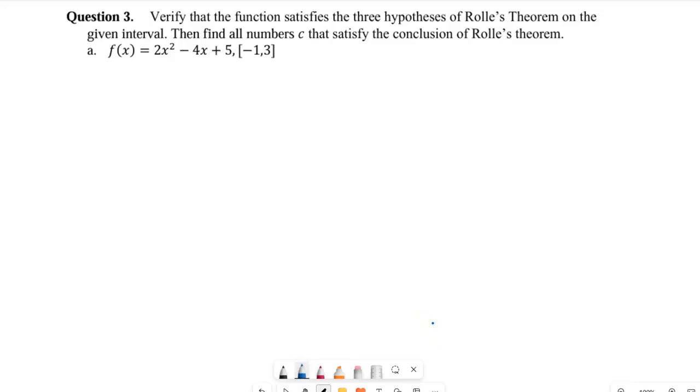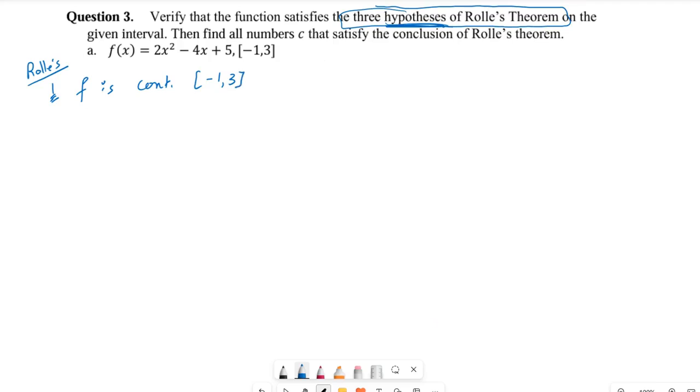Let's read this question. It says, verify that the function satisfies three hypotheses of Rolle's theorem. Hypothesis is a mathematical word for conditions. Basically, we need to check three conditions of Rolle's theorem. The three conditions of Rolle's theorem are: number one, f is continuous on the closed interval.